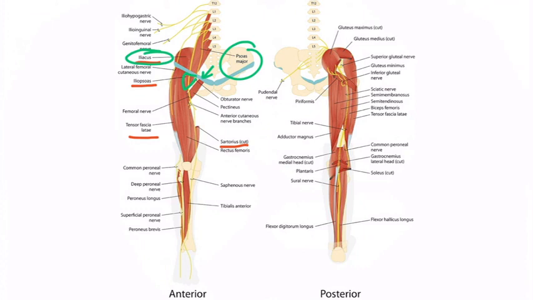The psoas major muscle is probably the highest yield muscle to be familiar with because when it merges with the iliacus muscle to become the iliopsoas, it's involved in hip flexion. However, above the inguinal ligament, it's associated with movement of the trunk. Notice that it runs from the vertebral column across the hip and inserts onto the femur bone as the iliopsoas muscle.